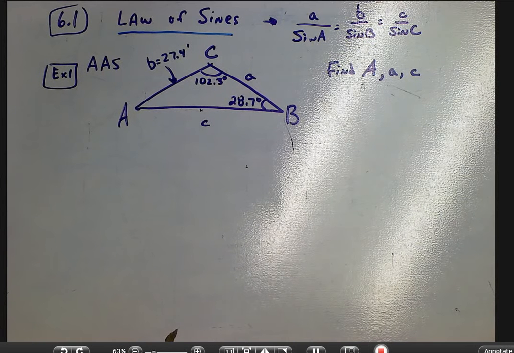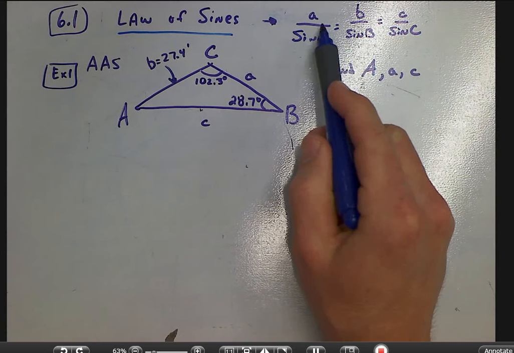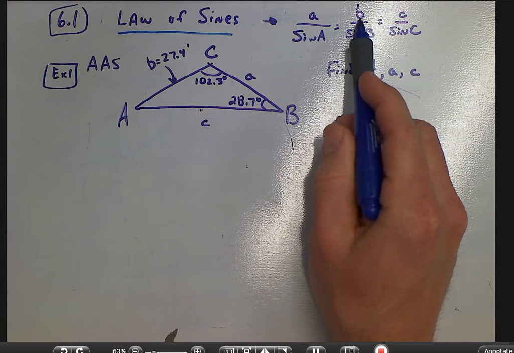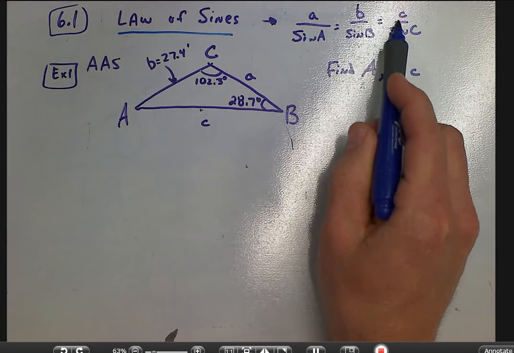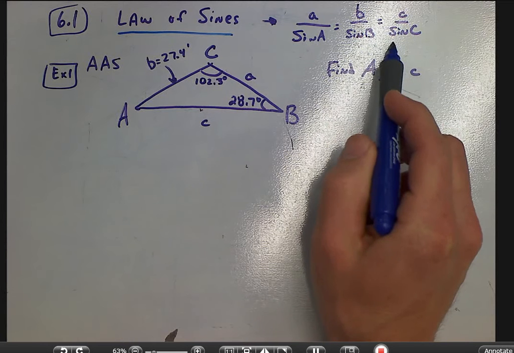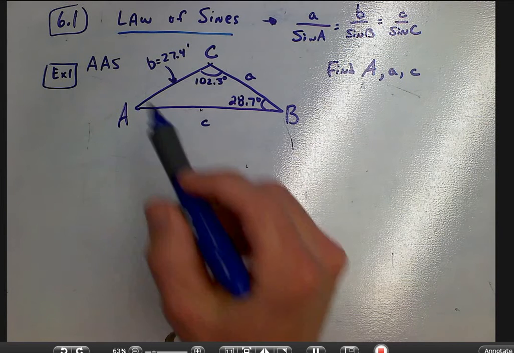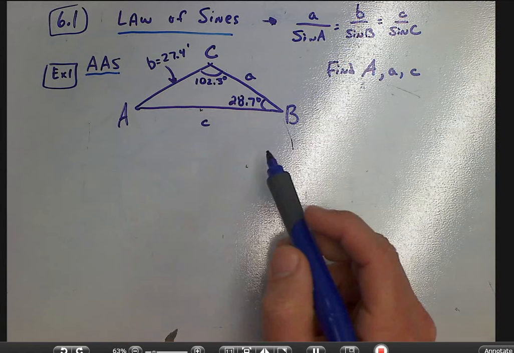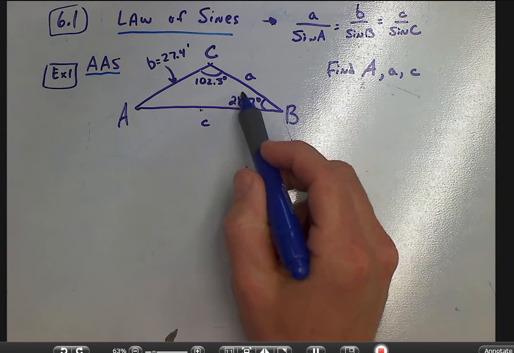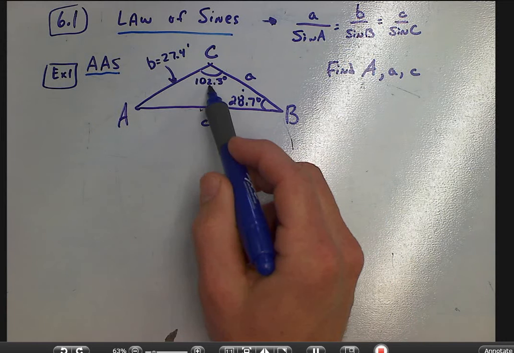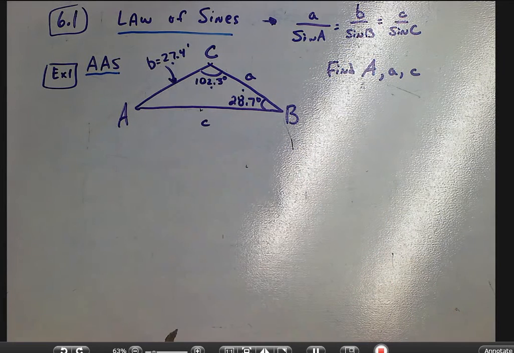Okay, it's really simple. Side A divided by the sine of A is equal to side B divided by the sine of B, which equals side C divided by the sine of C. So we just have this series of proportions here. In our first case here, we have angle, angle, side, which means we have two consecutive angles, and then a side not included in those angles. That's what we have to do.